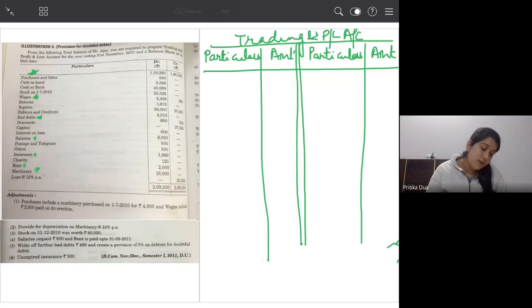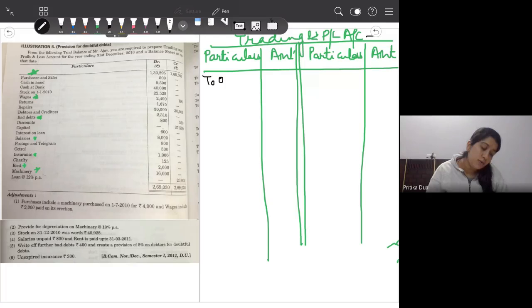The first entry in the trading account is to opening stock, and the amount of opening stock given in the question is 40,000. After that, the next item which appears on the debit side is purchases.